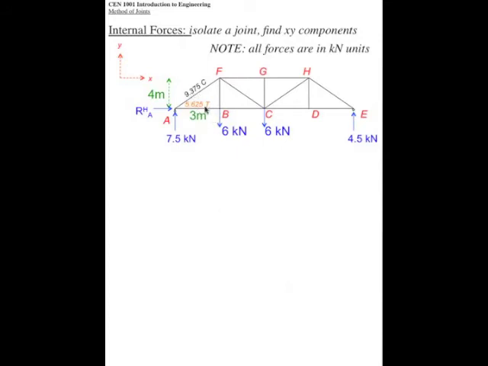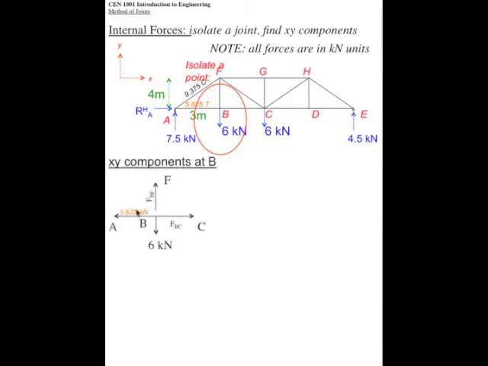So now which point should we isolate? Well, if we go to F, there are 3 unknown members attached, so that's not a good choice. So let's go to point B. There's only 2 unknown members attached. So let's isolate point B. It's easy. Everything is XY, so we don't have to make any conversions. We'll assume the unknown BF is tension, BC is tension, we'll assume.